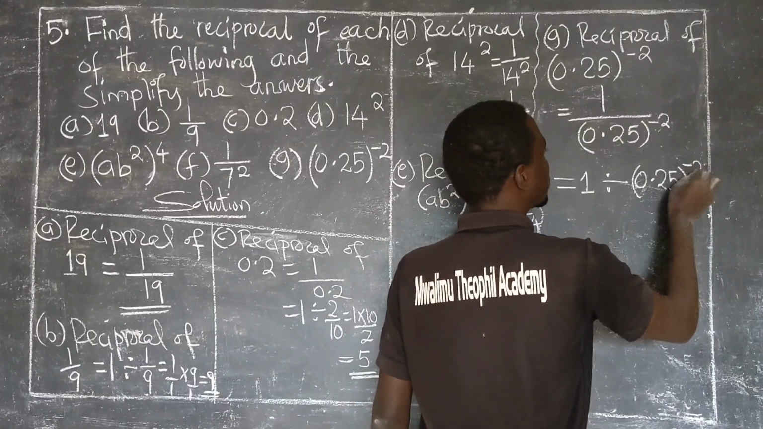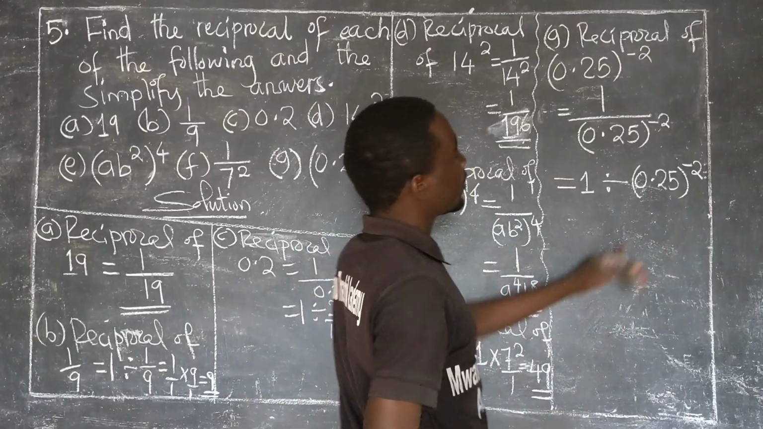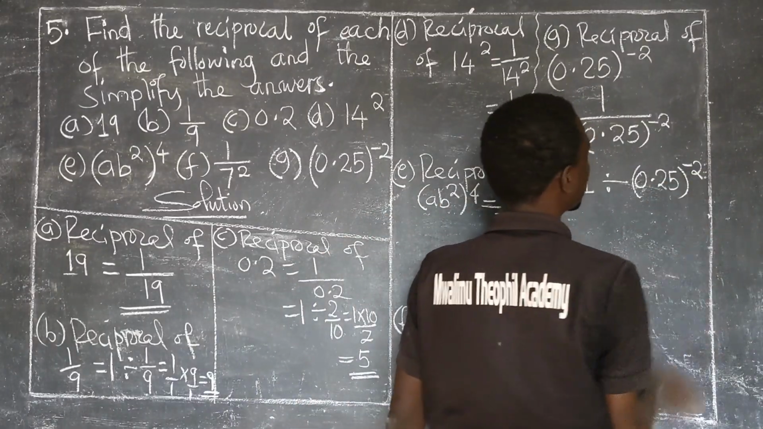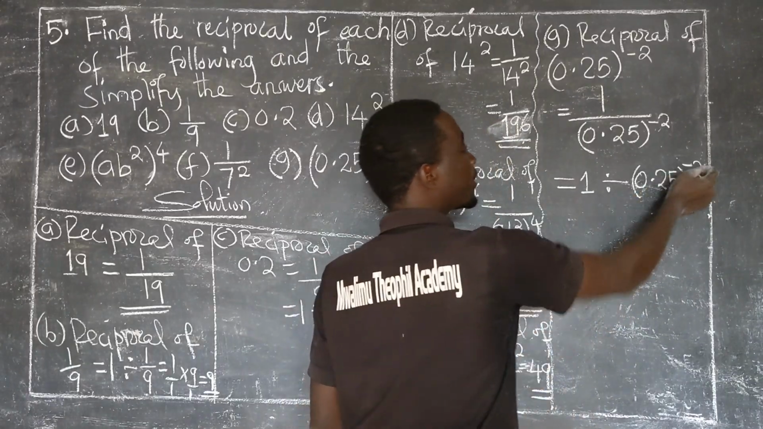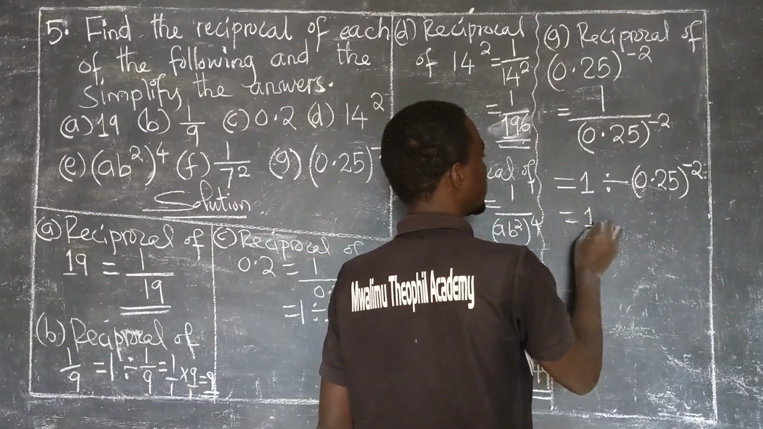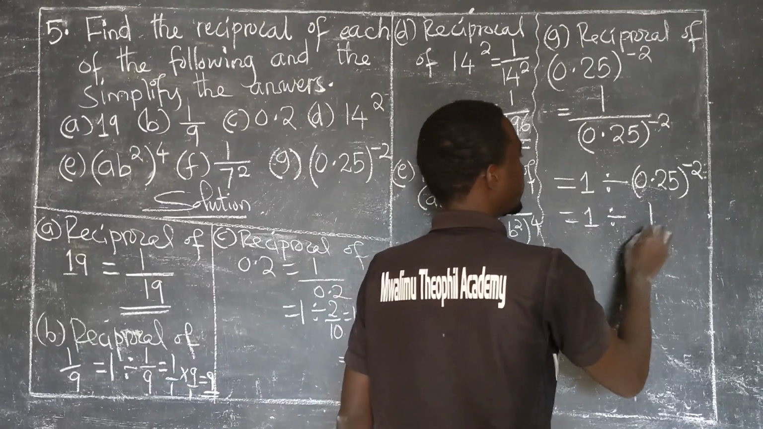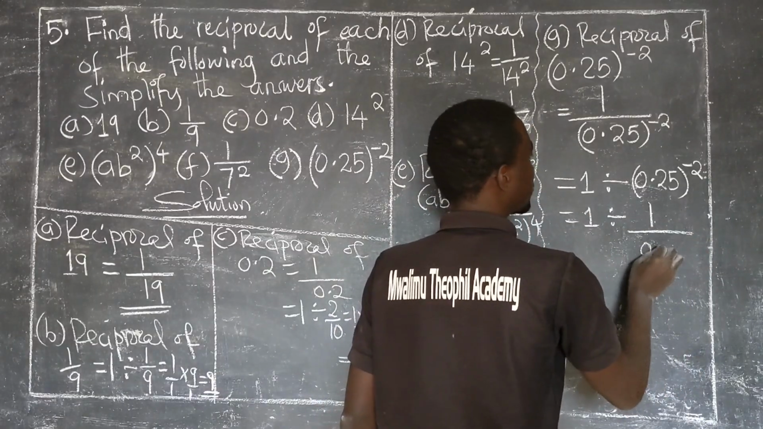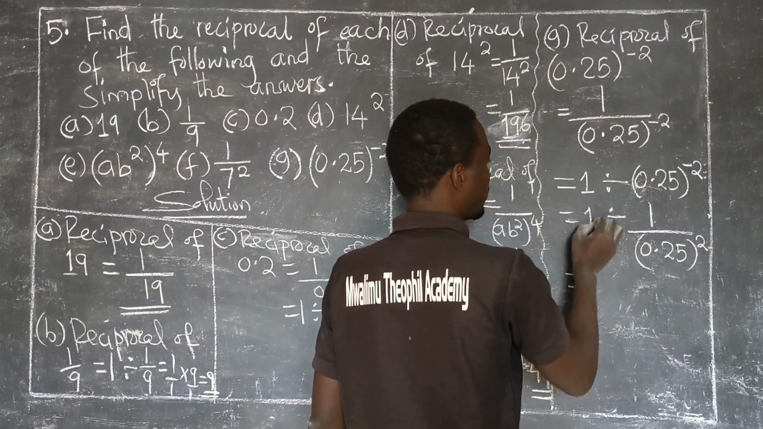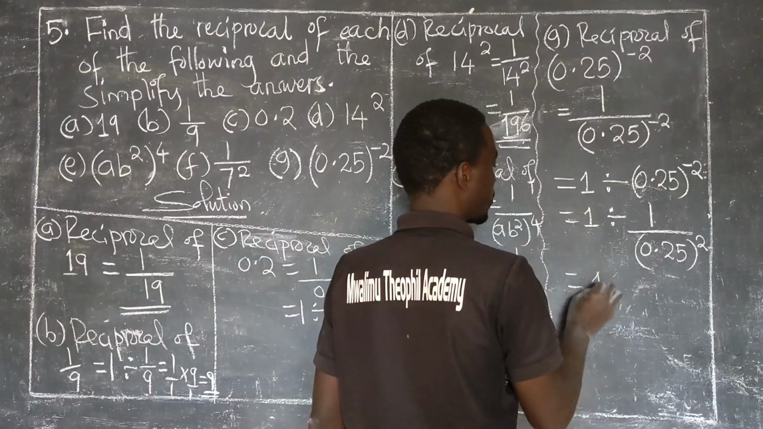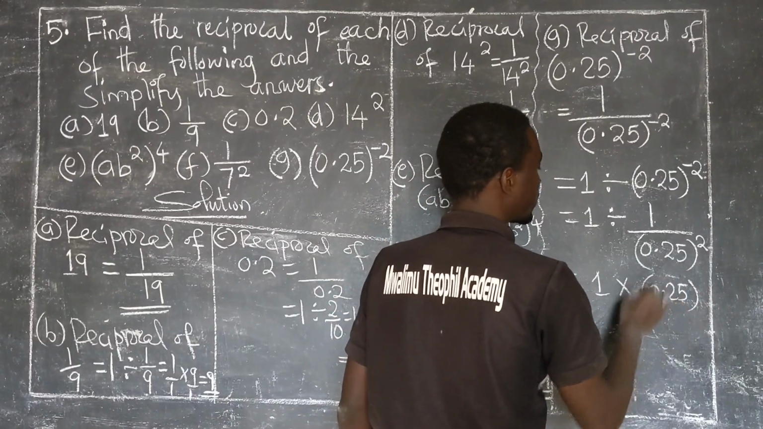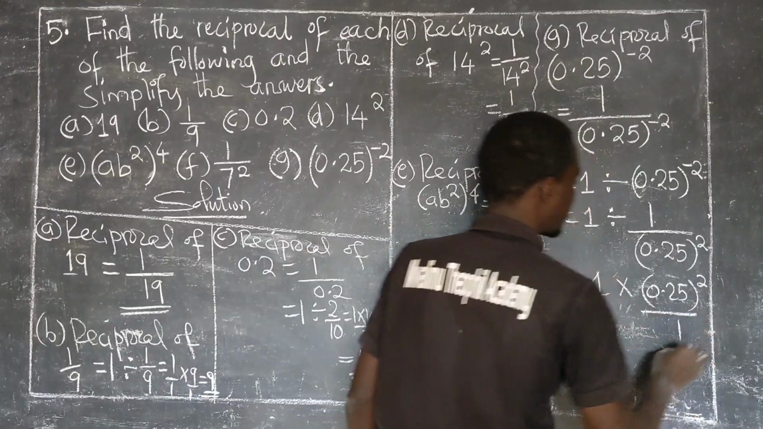But remember, for the exponential form in which the exponent is negative, to make it a positive exponent, you should reciprocate it. It will be equal to 1 divided by 1 divided by 0.25 raised to positive 2. Now division changes to multiplication, so it will be 1 times 0.25 raised to 2 divided by 1.